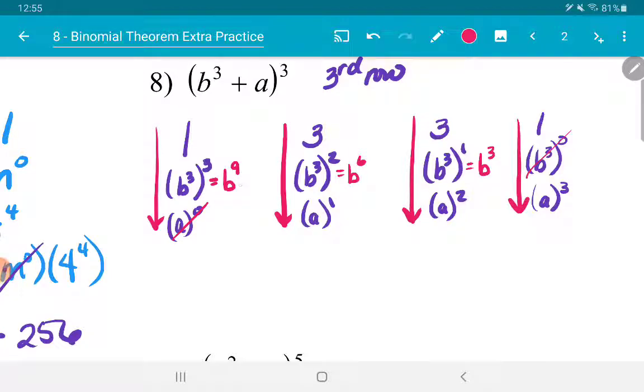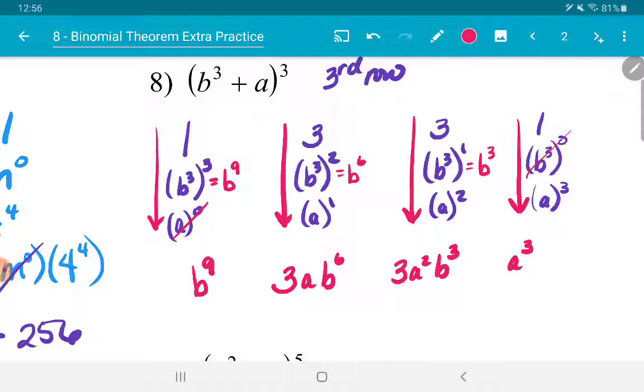So 1 times b to the 9th is b to the 9th. 3 times b to the 6th times a, I'm going to write it in alphabetical order, 3a b to the 6th. 3 times b to the 3rd times a to the 2nd is 3a squared b to the 3rd. 1 times a to the 3rd is just a to the 3rd.